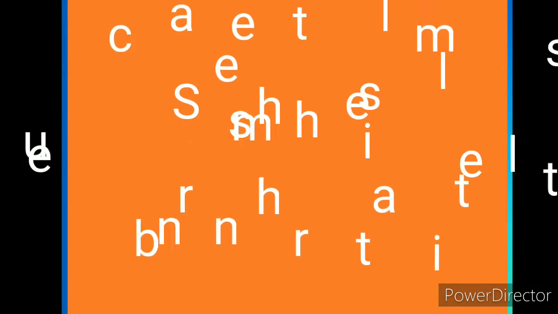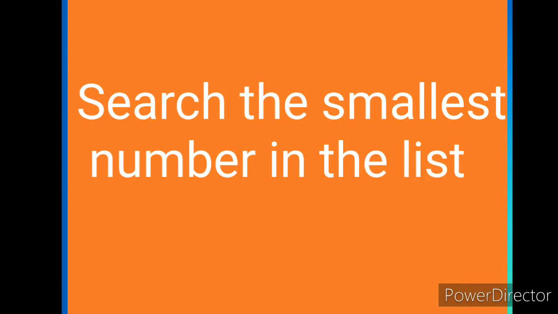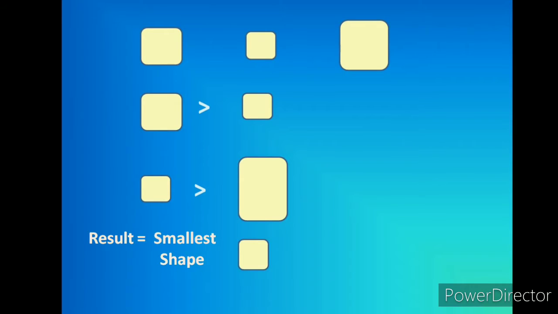Today we are going to see lesson number 18, that is search to find the smallest number. So here, as you can see in the picture, there are different squares displayed, and out of these three squares we have to find out which is the smallest one. So obviously you will tell me, yes, the square which is at second position is the smallest shape in the given shape. So what are the steps exactly behind this?